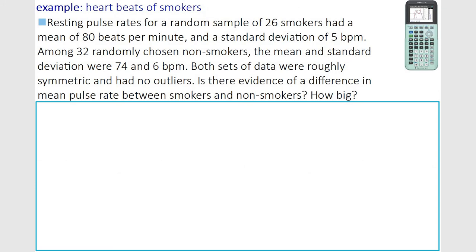Okay, so let's do some examples. So here's the first one. We're going to do the heartbeats of smokers. Why don't you take a minute, pause it, read it, and then I'll go over it.